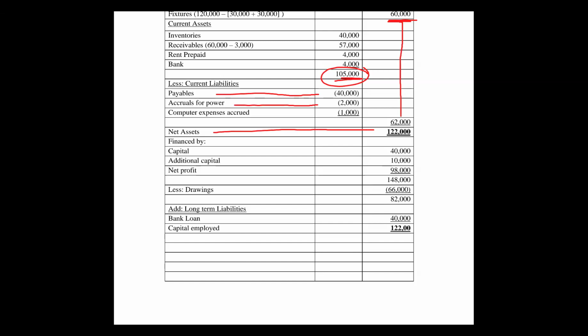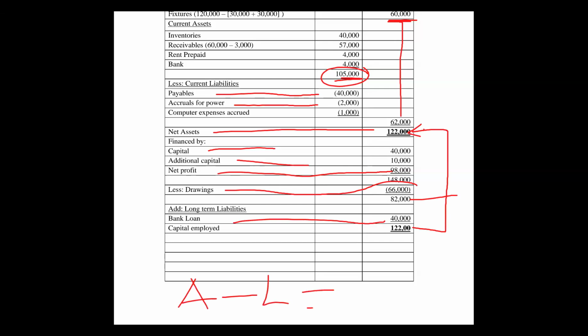Then you can say financed by: you put capital plus capital added. Then you add the net profit that you got from the profit and loss. Then you can deduct the drawings, and this is your total capital. You can add the long-term liabilities like the bank loan that you had, which was 40,000. Then whatever you find, it should balance with the assets, so that it's true what we're saying, that assets less liabilities should be equal to capital. So basically, that's what you are doing. Nothing much, nothing less.